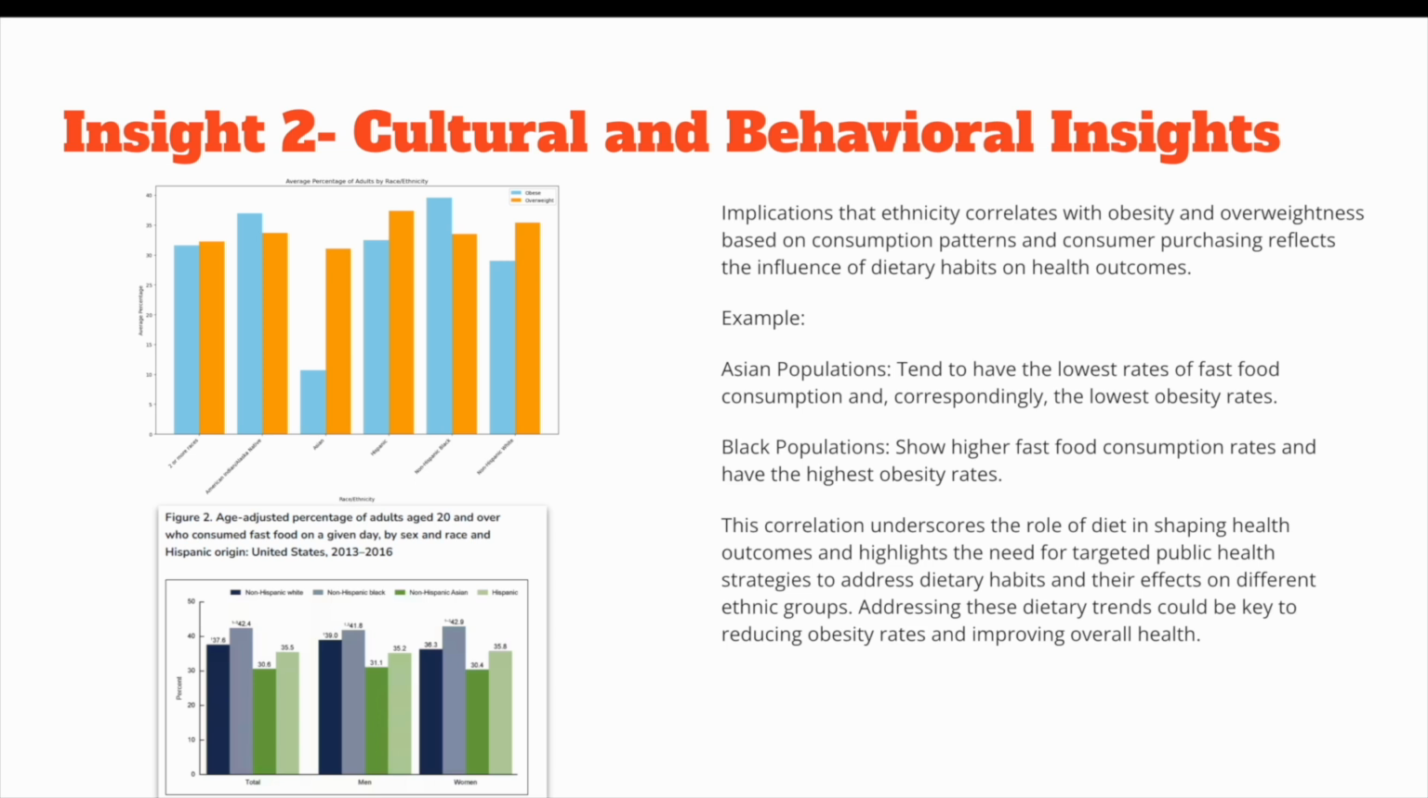And we also utilize an external graph that plots percentage of fast food consumption on a given day with ethnicities. And we found that this implies that ethnicity can correlate with obesity and overweightness based on consumption patterns and consumer purchasing. And as an example, looking at these two, Asian populations tend to have the lowest rate of fast food consumption and therefore the lowest obesity rates, and this is vice versa for Black populations.